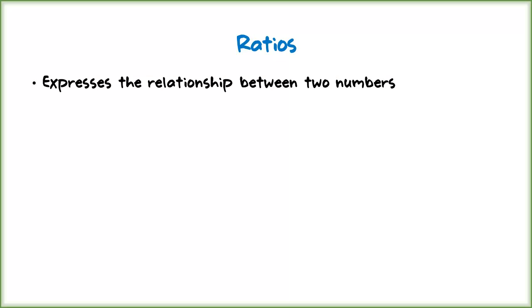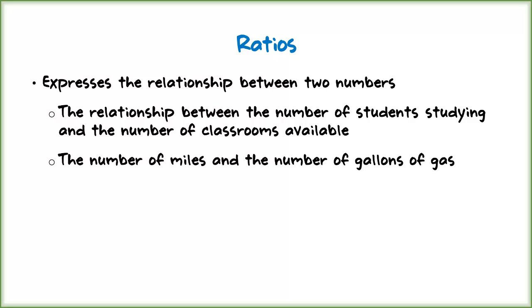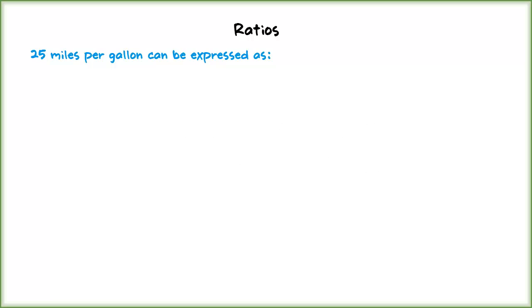In this video, we will look at ratios. A ratio expresses the relationship between two numbers, such as the relationship between the number of students studying and the number of classrooms available, or the number of miles and the number of gallons of gas. For example, 25 miles per gallon is a ratio indicating that a vehicle can cover a distance of 25 miles on 1 gallon of gas and is usually expressed like this.